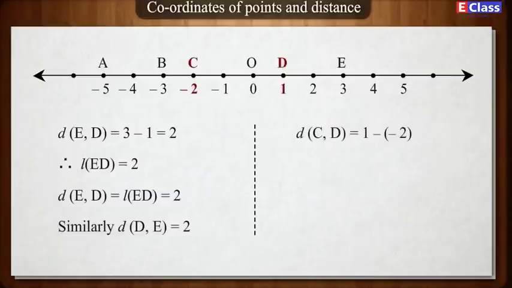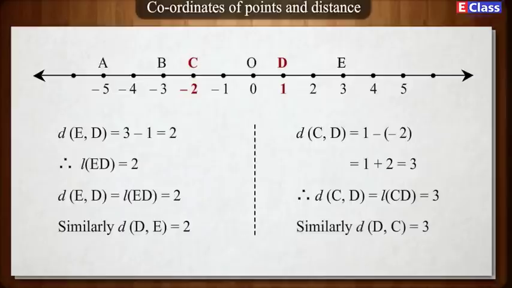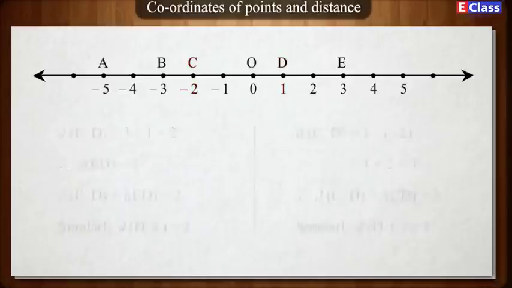d(CD) is equal to 1 minus (-2), which is equal to 1 plus 2, which is equal to 3. Therefore, d(CD) is equal to length of CD, which is equal to 3. Similarly, d(DC) is equal to 3.